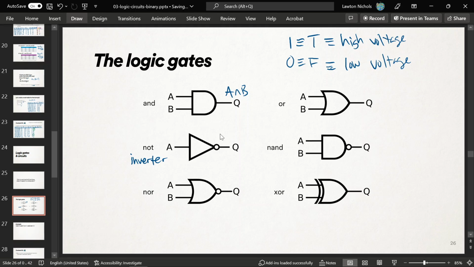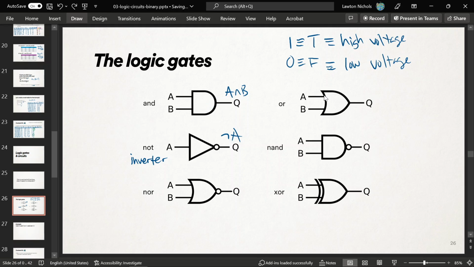You send in A along the wire, it sends out not A along its output. Okay? You can think of the dot as doing the negation. That'll help you read the NOR and the NAND. But here is the AND gate. It looks like the little bullet in Super Mario.